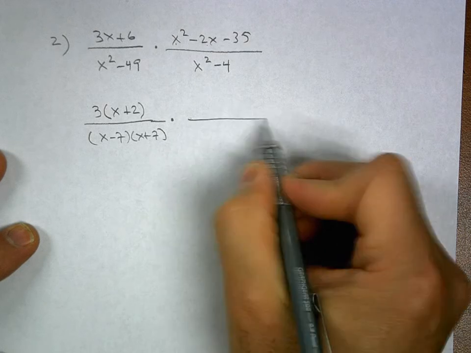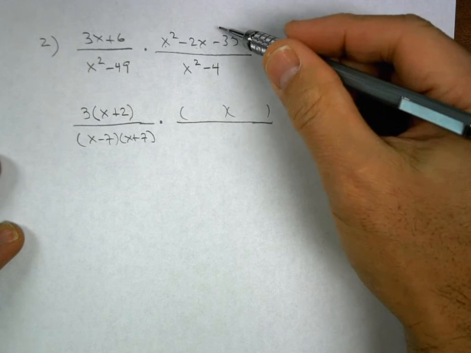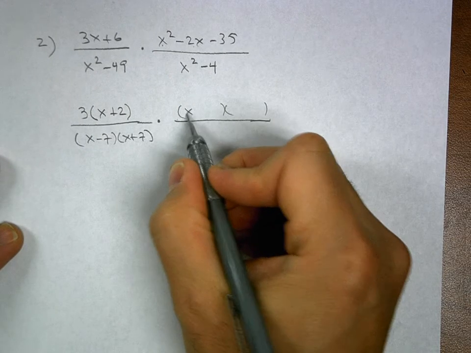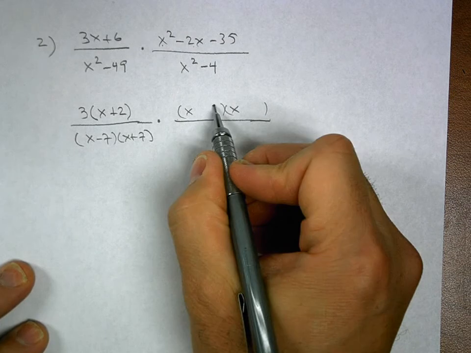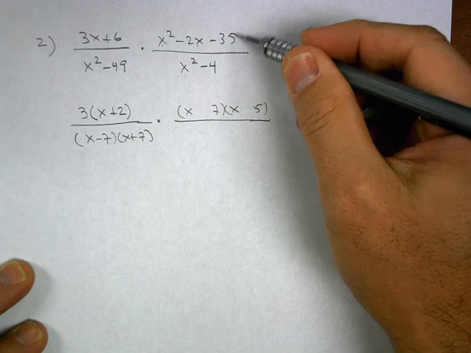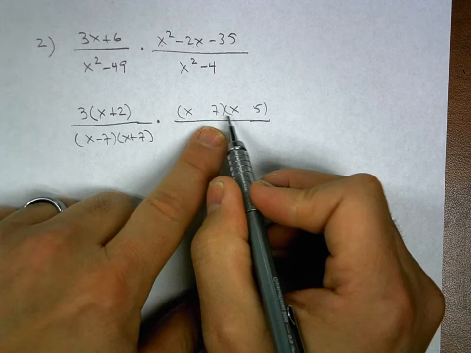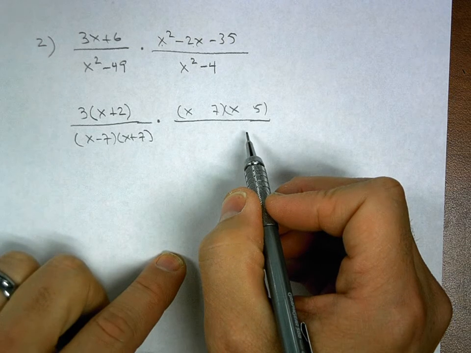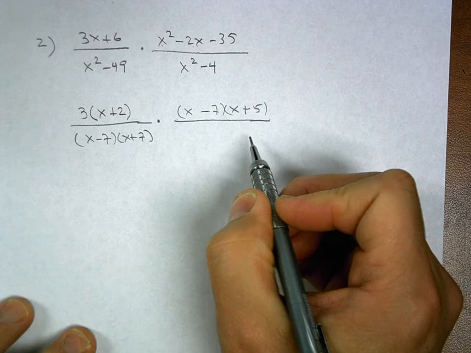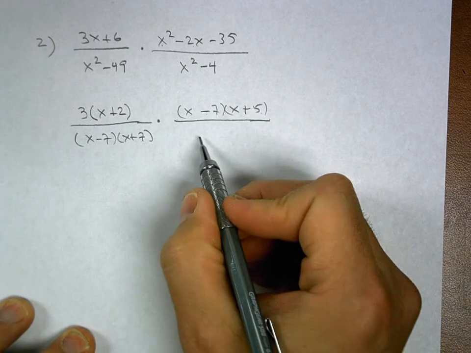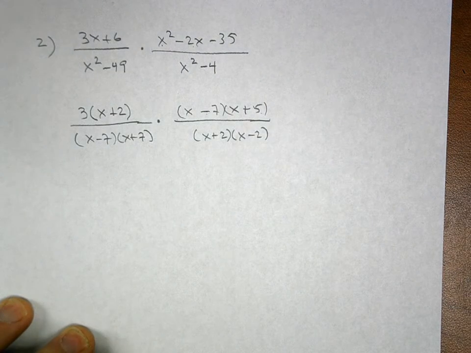Okay, let's keep on factoring here. Looks like we could factor the top. So it looks like 7 and 5. So x times x gives you x squared. 7 times 5 is 35. That'll give us a 2, so we need negative 2 x's. So outside, inside, where does the minus have to go? With the 7. So minus 7x and then plus 5x, and a negative 35. Got it. And then this is x plus 2, x minus 2. There we go.